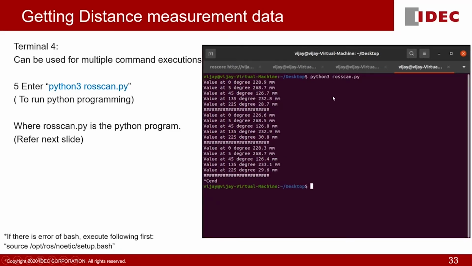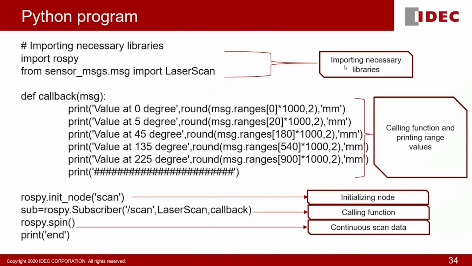Then to execute the Python code, we need to type python3 as the executable command, then the file name, that is rosscan.py, which I have programmed, and I've named the file with the .py extension. Here I'll briefly explain the Python code which I have written. I have imported the libraries rospy and LaserScan.